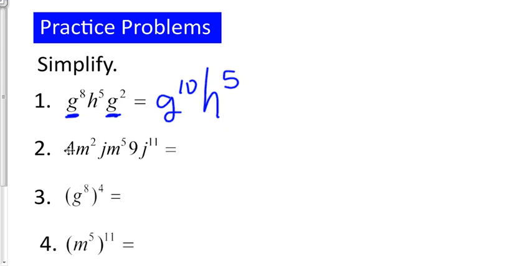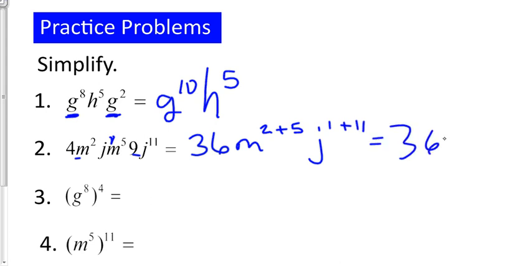Next example, 4m squared times jm to the 5th times 9j to the 11th. Multiply the coefficients. 4 times 9 is 36. M squared times m to the 5th. I'm going to add these two exponents together. And then for j, remember this j here, it's j to the 1st, even though we don't see it. So it's 1 plus 11. So simplified, this is all 36 m to the 7th, j to the 12th.